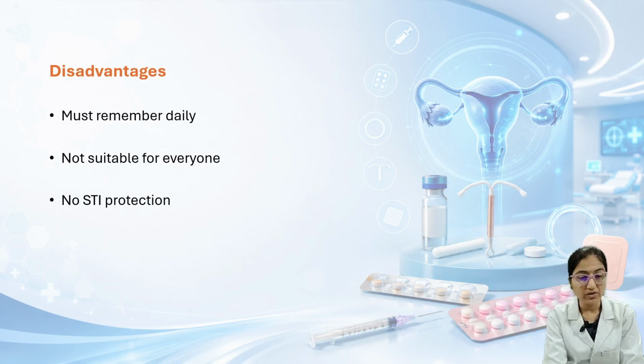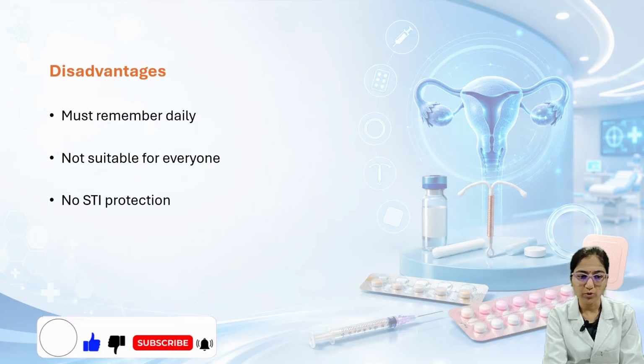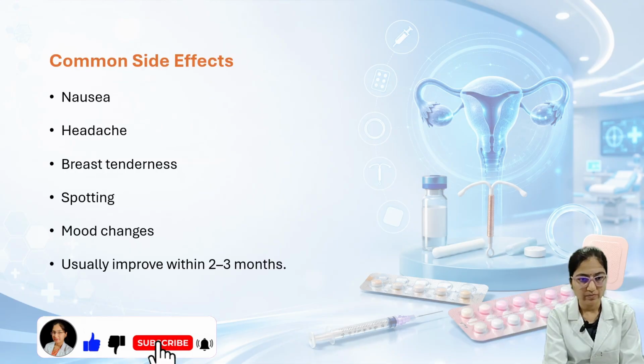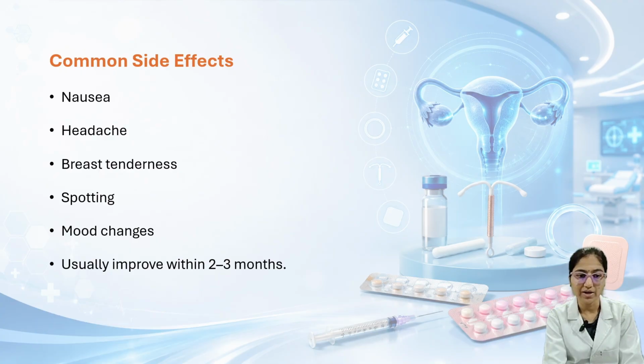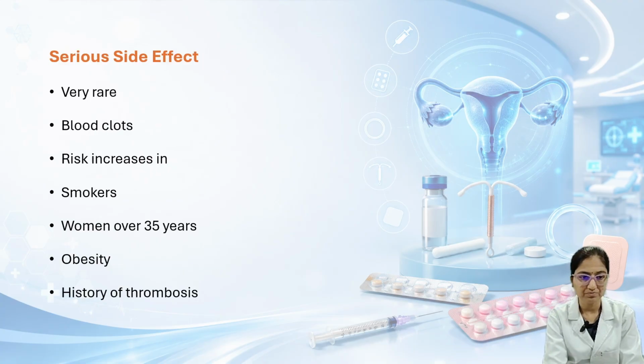Okay. Next, we'll see the disadvantages of this contraceptive. You must remember it daily, it is not suitable for everyone, and there is no STI protection, sexually transmitted infection. Next, we'll see side effects. What are all the side effects? Nausea and headache are common, and then breast tenderness, spotting will be present, and mood changes, which usually improve within 2 to 3 months. These are the side effects.